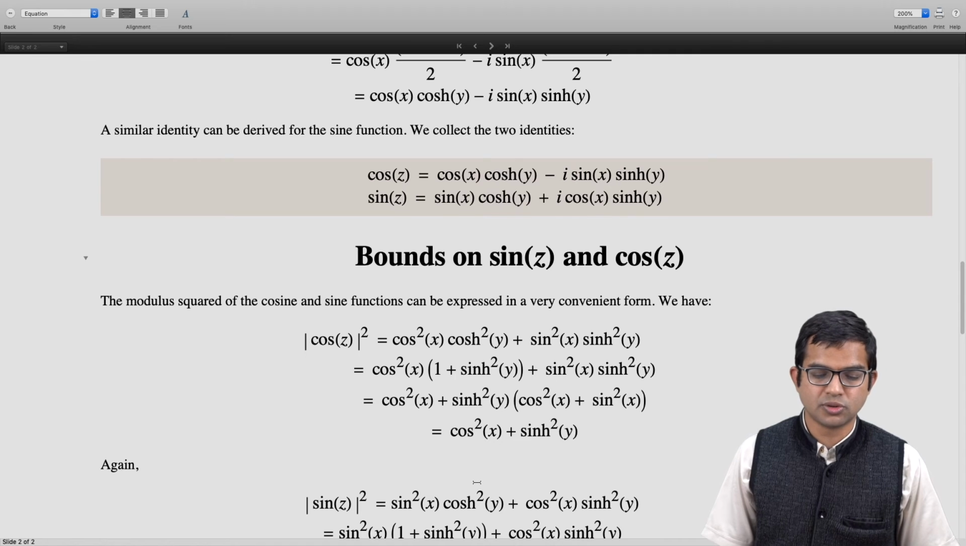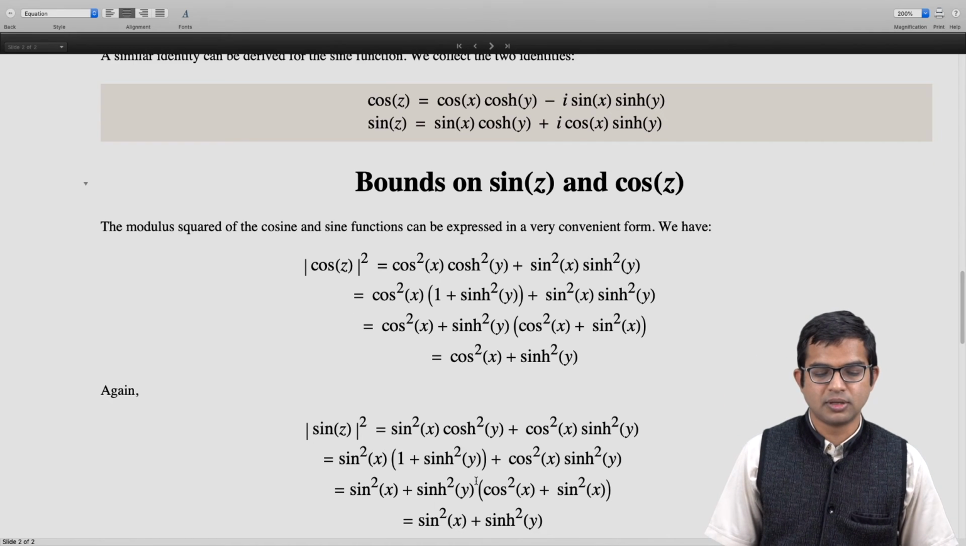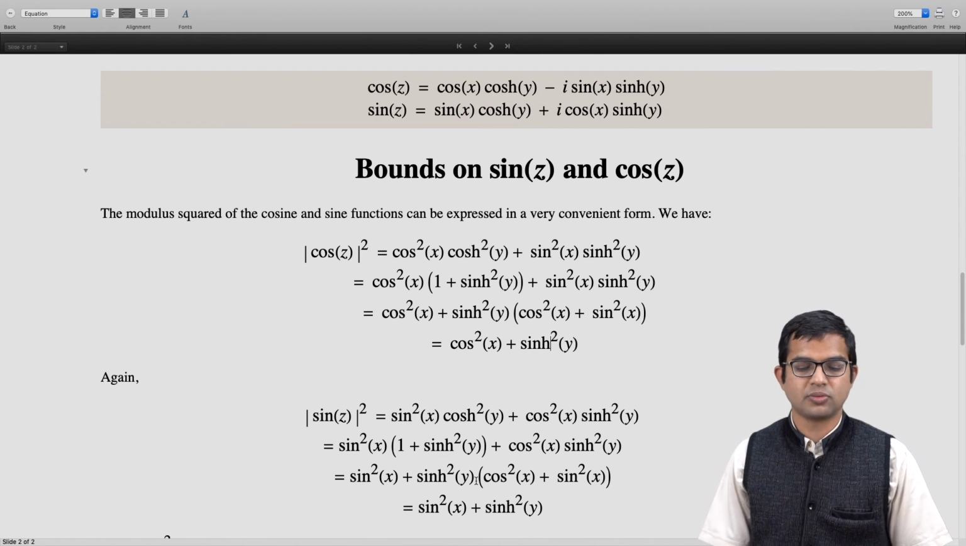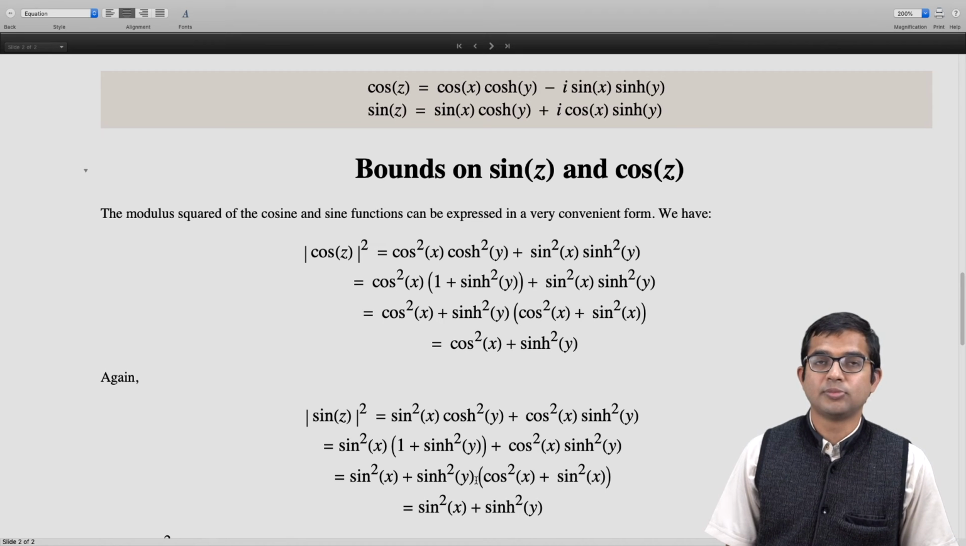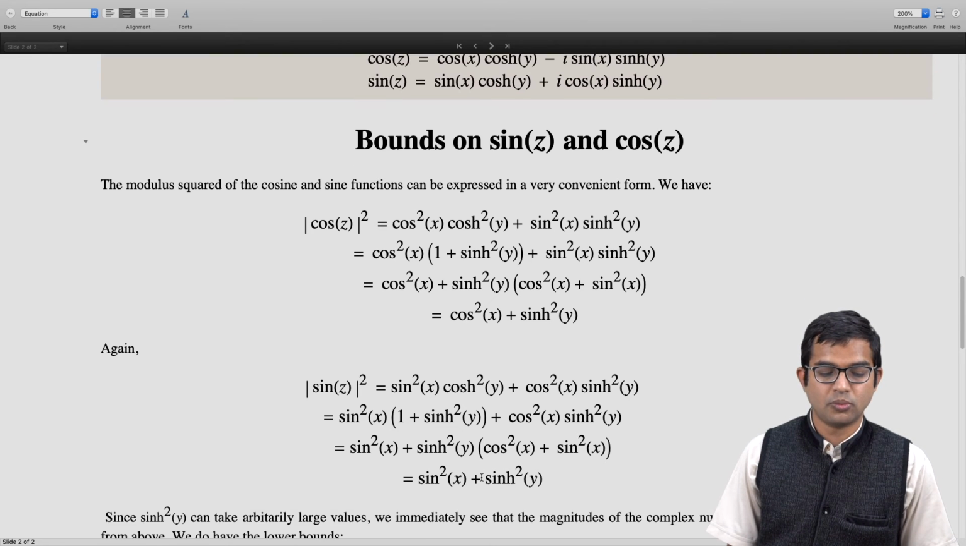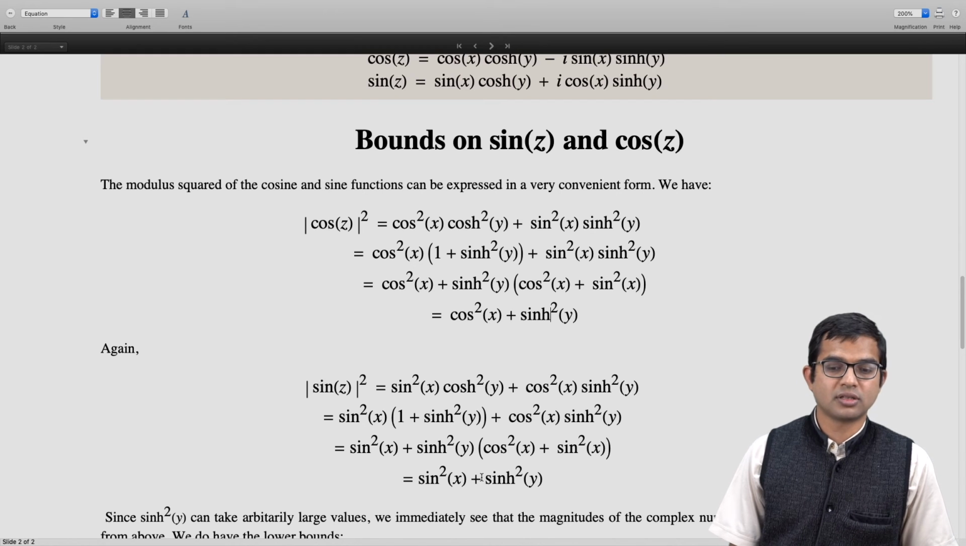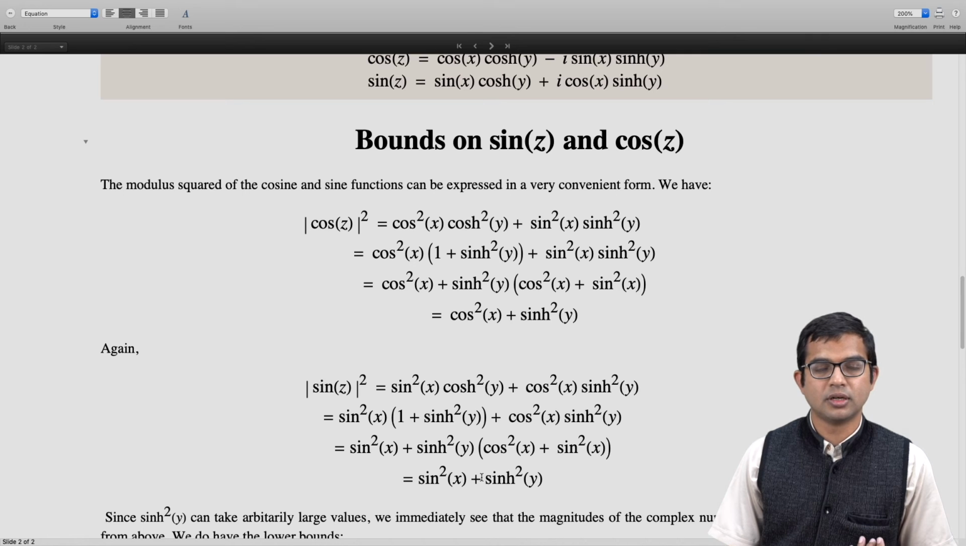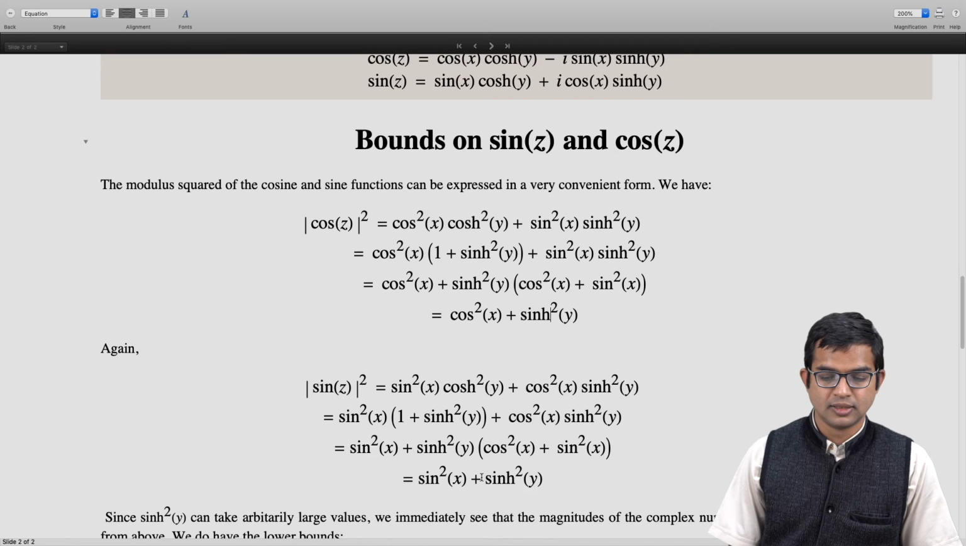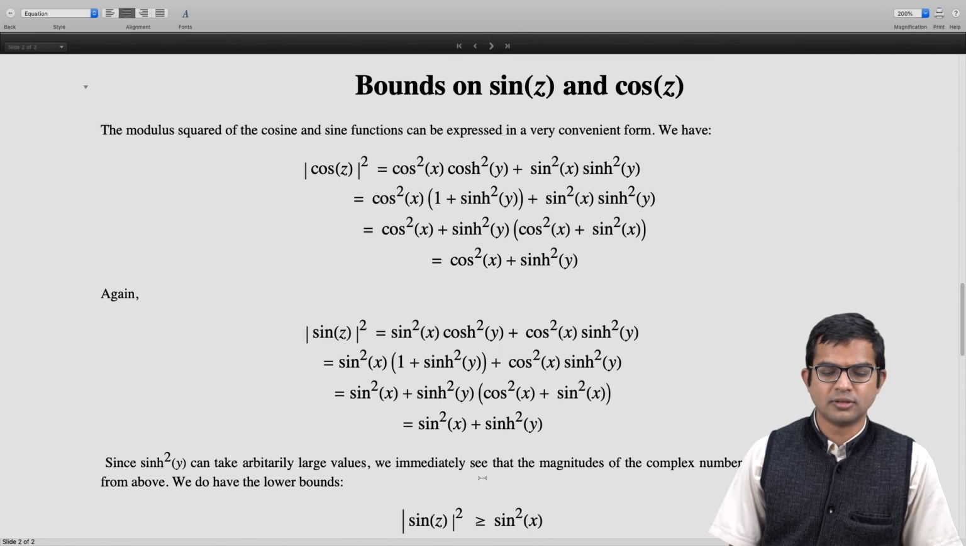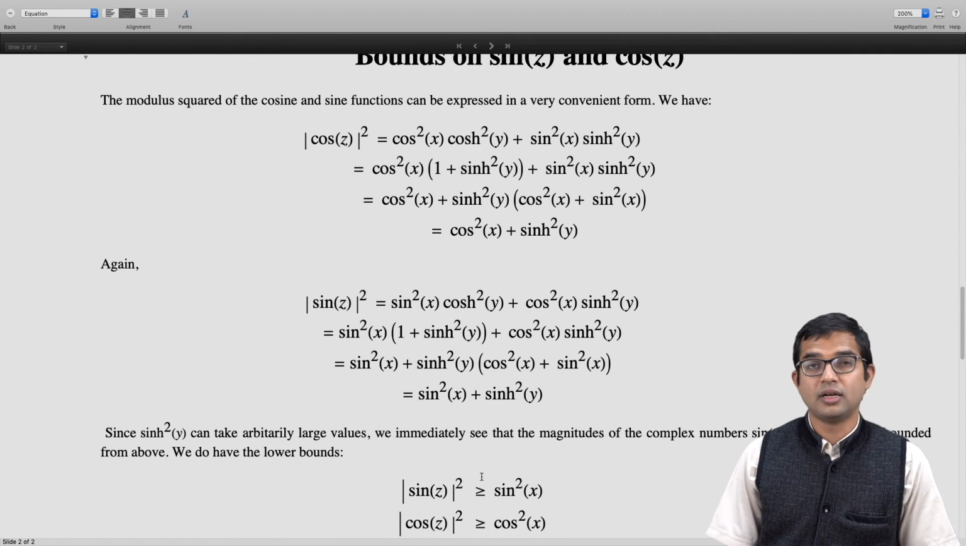And similarly you can show with a similar type of algebra that mod of sine z squared is sine squared x plus hyperbolic sine squared of y. So we see that since hyperbolic sine of y can take arbitrarily large values, if y is non-zero, meaning it's a genuine complex number, then indeed the modulus of cosine of z and the modulus of sine of z can be arbitrarily large, right? So they're unbounded. But we can also write down these lower bounds.